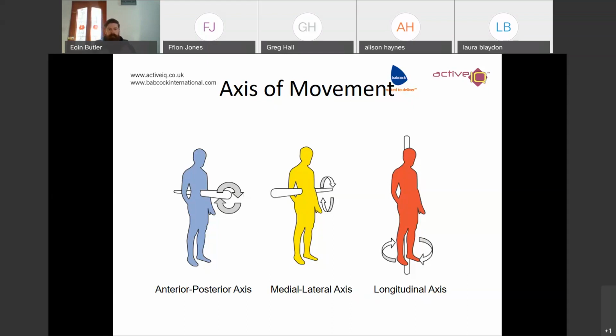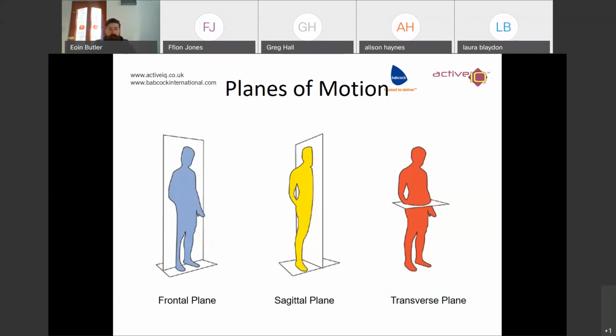So axis of movement: anterior posterior, medial lateral, and longitudinal axis. Our planes of movement then are our frontal plane, sagittal plane, and transverse plane. Okay, so exercise. If I'm doing a squat, which plane of movement does a squat occur in? Anybody?